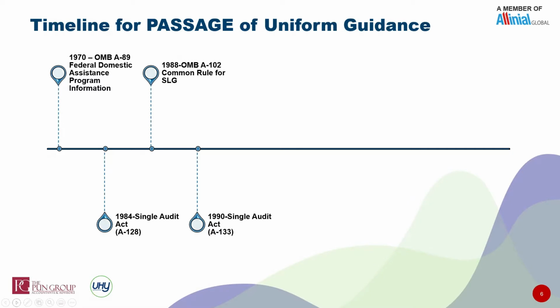And at that point in time, they raised the threshold to $300,000 or more in federal expenditures required a single audit to be done. In 1993, OMB A-110 was issued, and that applied to costing for universities as well as for not-for-profits. And in 1995, OMB A-87 kicked in, and that provided cost principles for state and local government.